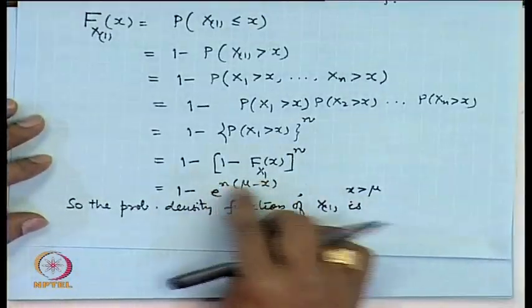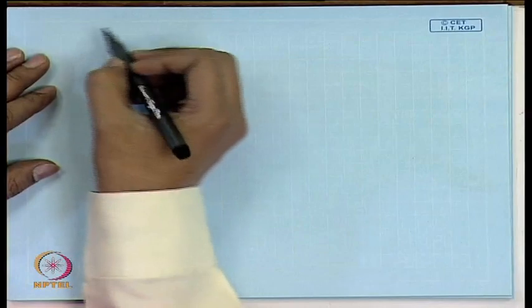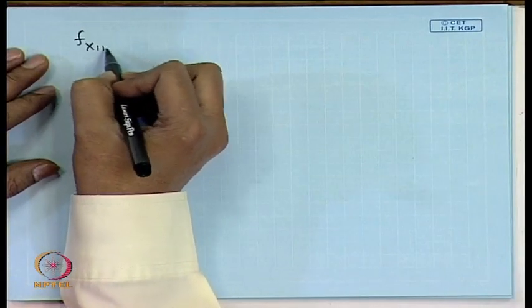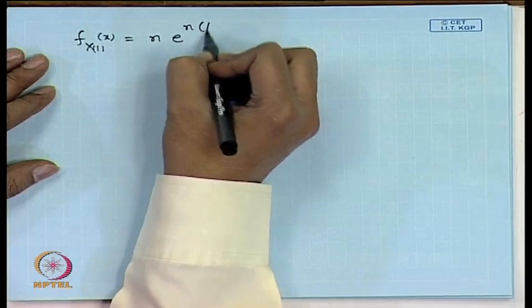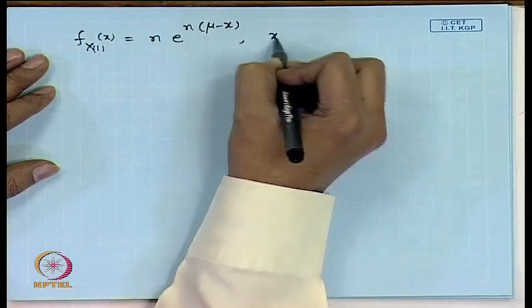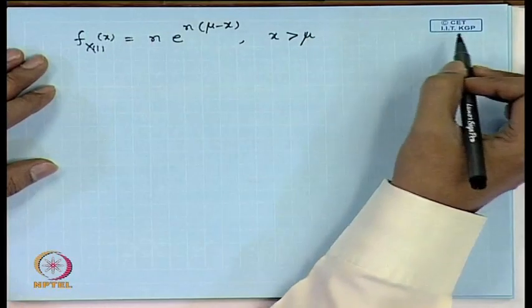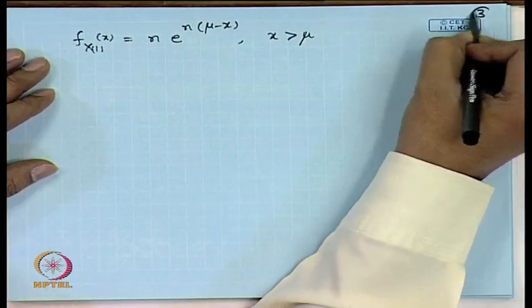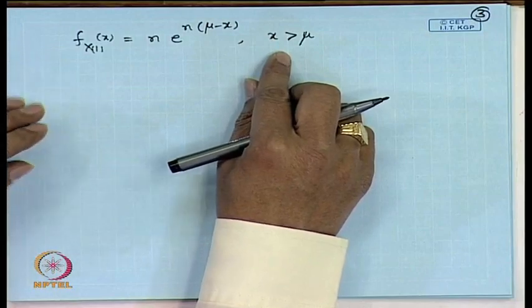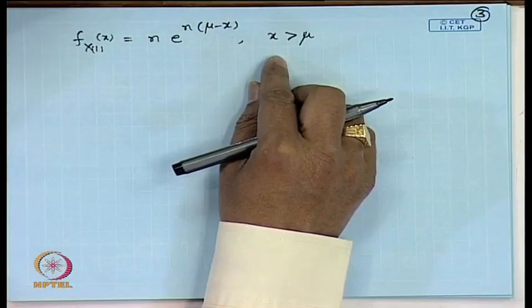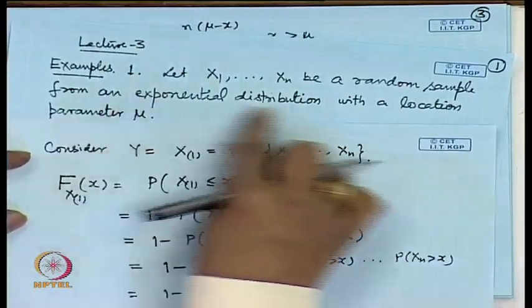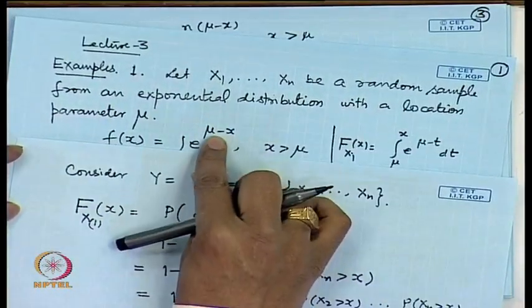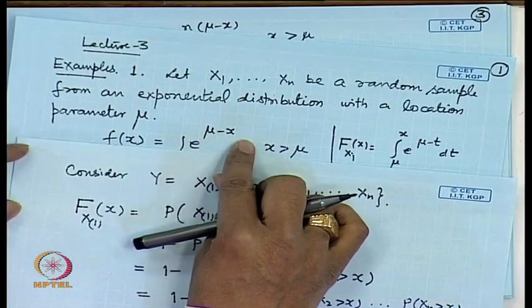So, if we consider the derivative of this, I will get the density function of x 1 as n times e to the power n(mu minus x), where x is greater than mu. So, this is the probability density function of the minimum of the observations if I have considered a random sample from an exponential distribution with a location parameter mu.